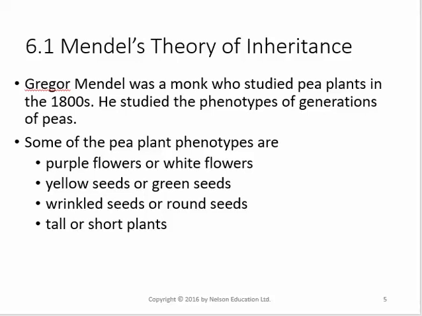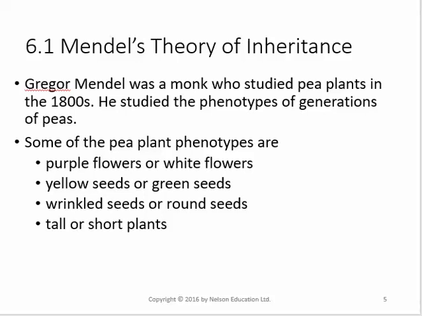So he noticed that there were different phenotypes, that some pea plants had purple flowers and some had white flowers. Some peas were yellow and some peas were green. Some peas were wrinkled, some peas were not wrinkled. Some of the plants grew tall and narrow, and the other ones were short and kind of squat plants. And he realized that there were all these different phenotypes and that it wasn't just random. So he worked out how it worked.